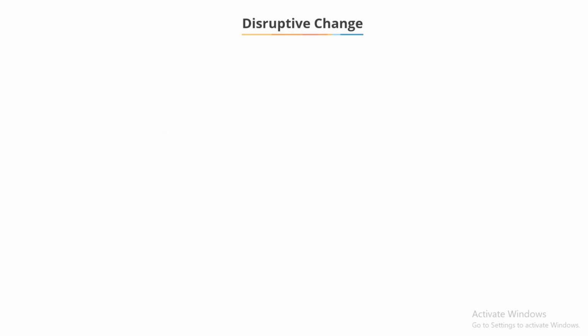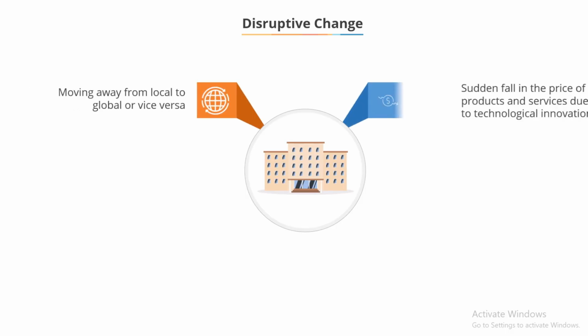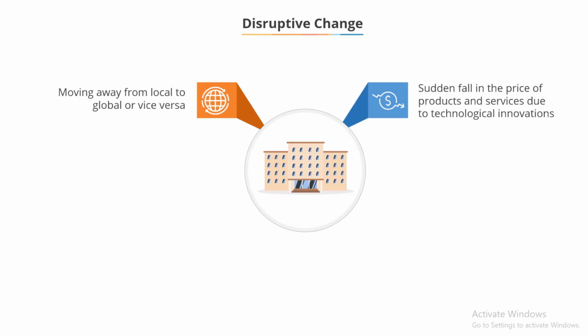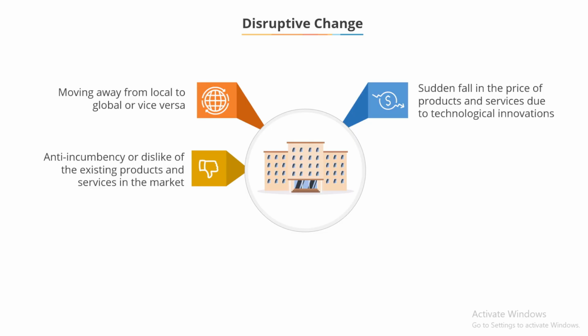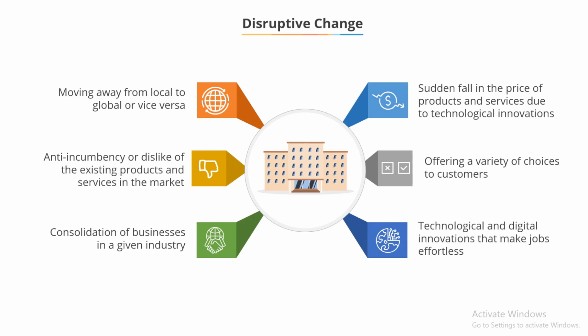Let us look at the indicators that depict disruptive changes in an industry or organization. Moving away from local to global or vice versa, sudden fall in the price of products and services due to technological innovations, anti-incumbency or dislike of the existing products and services in the market, offering a variety of choices to the customers, consolidation of businesses in a given industry, and technological and digital innovations that make jobs effortless. These are broad-based indicators of disruptive changes already happening, or an early warning signal of an inevitable digital disruption.